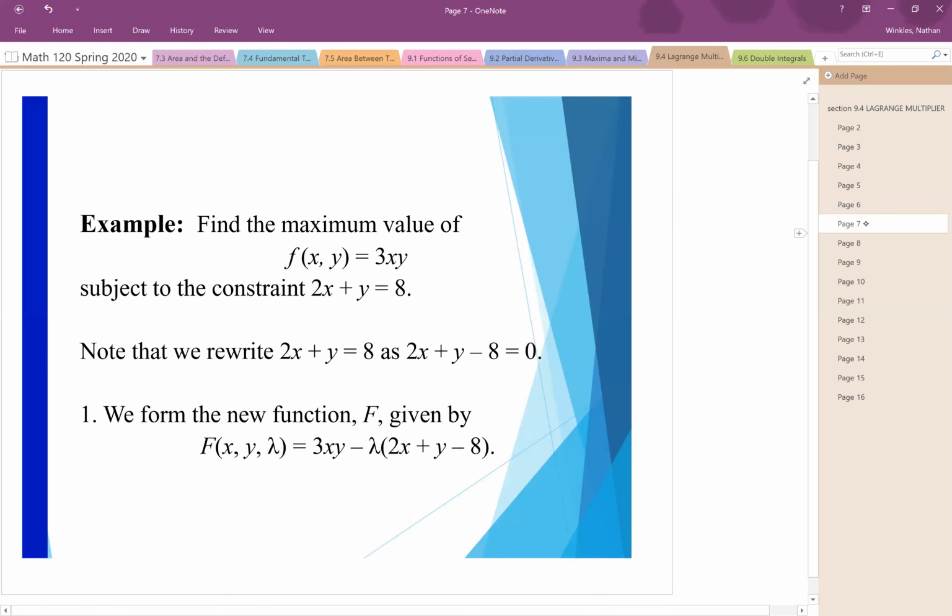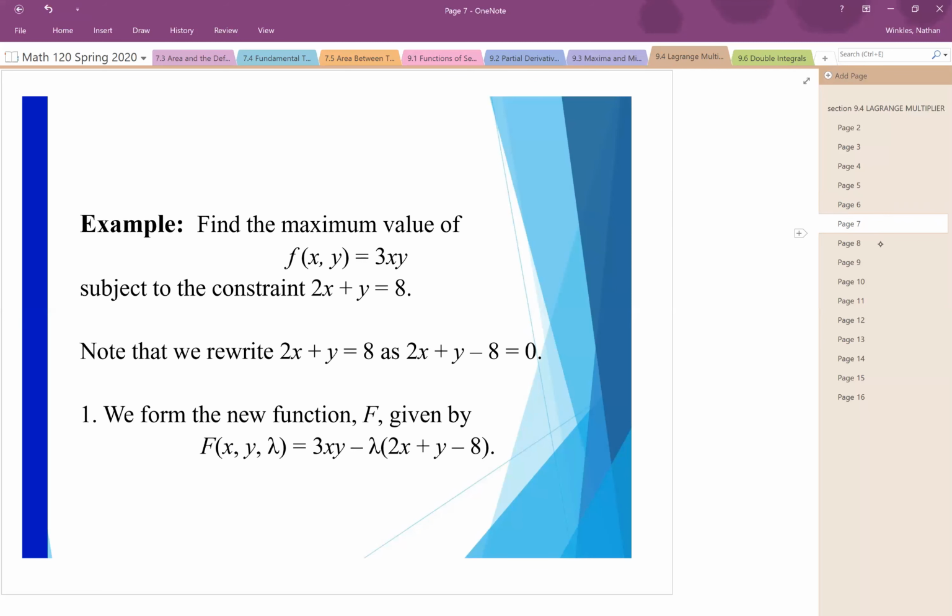So we're told, find the maximum value of f of x,y equals 3xy subject to the constraint 2x plus y equals 8. So if we rewrite our constraint, we get 2x plus y minus 8 equals 0. And we have the new function f of x,y,lambda is equal to 3xy minus lambda times (2x plus y minus 8). So very similar to the one that we just did a minute ago.